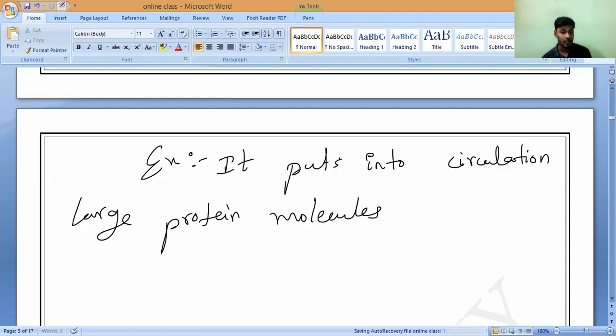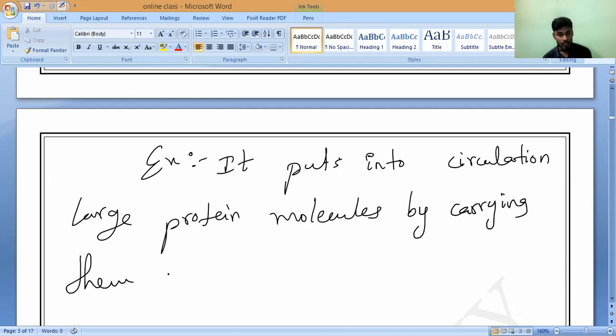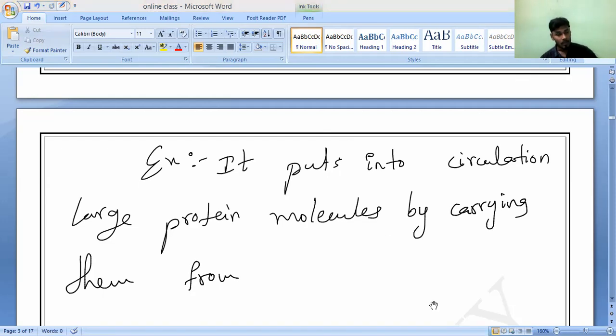Protein molecules which are actually not carried by whom? Not carried by blood capillaries, which are unable to absorb them. That is what you have to remember. Understanding? Large protein molecules by carrying them from where? From tissue fluid to blood streams. Is it yes or no? From the tissues into the blood streams.